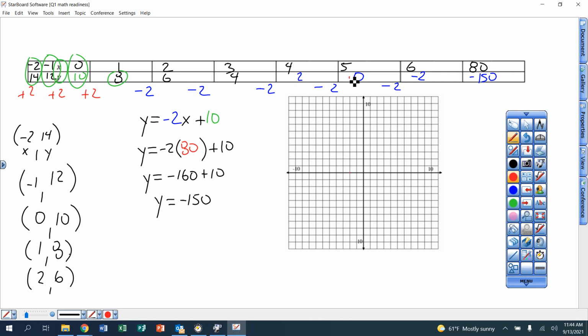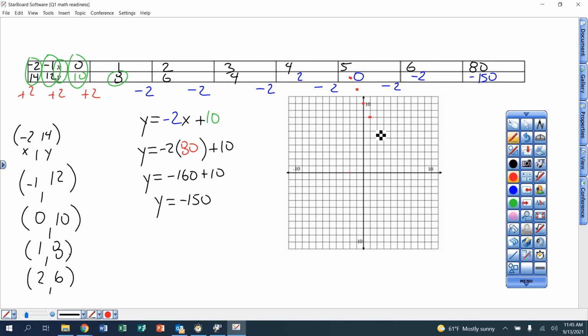Sorry, off the graph. If I graph negative 1, 12, 1, 2, 3, 4, 5, 6, 7, 8, 9, 10, 11, 12, about here. If I graph 0, 10, right on the money. If I graph 1, 8, 1, 2, 3, 4, 5, 6, 7, 8. And you can see every one of these points is going over 1 for x, down 2 for y, over 1 for x, down 2 for y, over 1 for x, down 2 for y. That's how we would really like you to graph these.